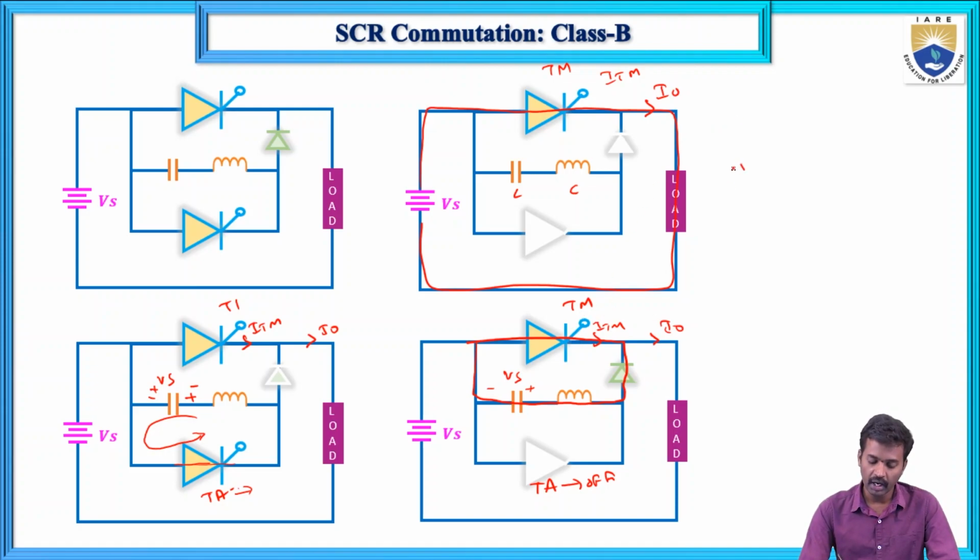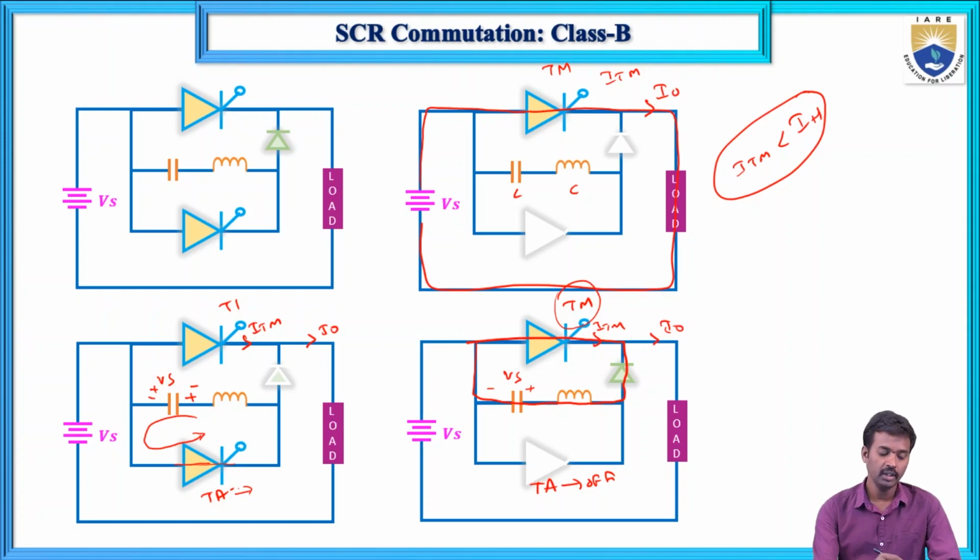And now this ITM current is the anode current. This current is flowing through this one, which means this current is below the holding current. So this ITM current will decrease. When this current is below the holding current, this thyristor TM is turned off. So in this way, in class B commutation, the thyristor will be turned off.